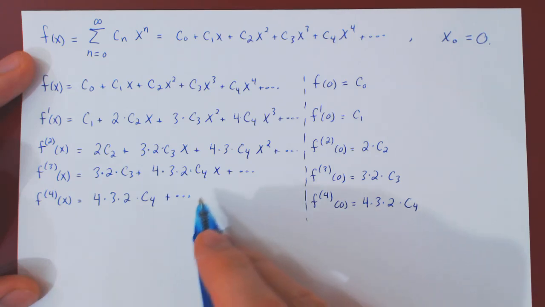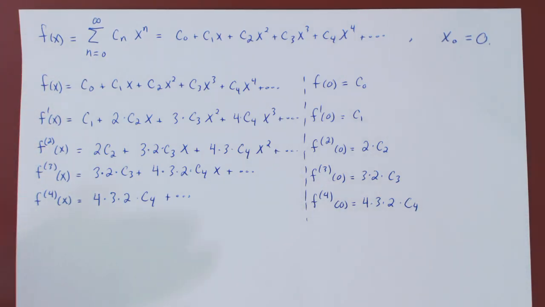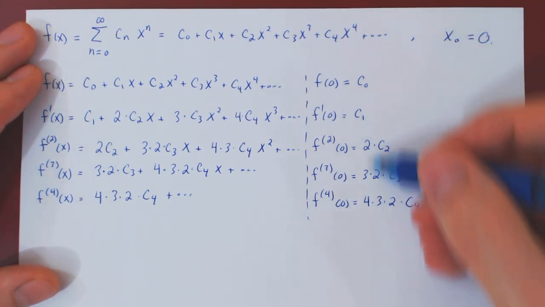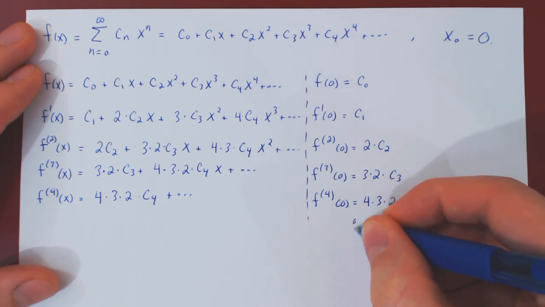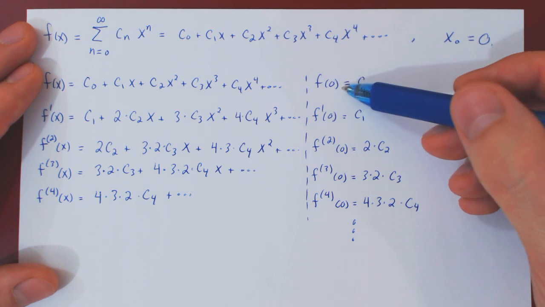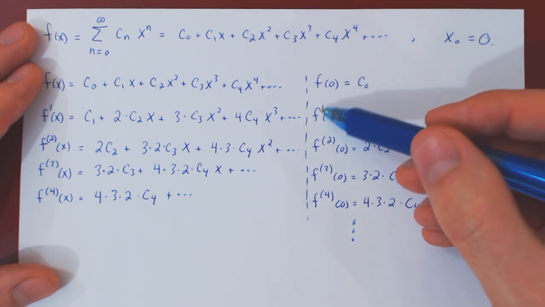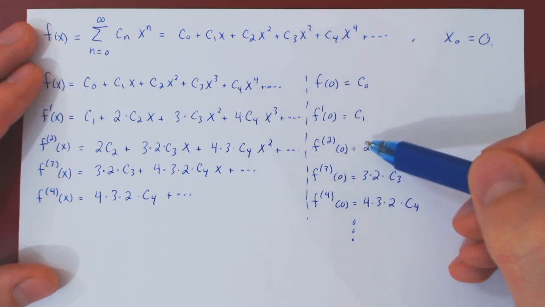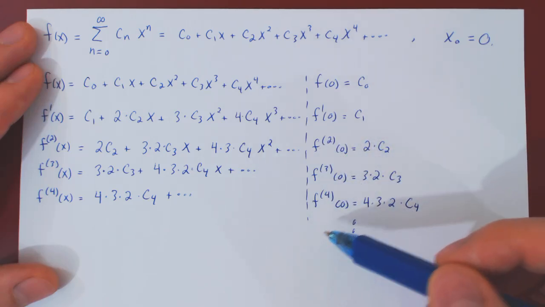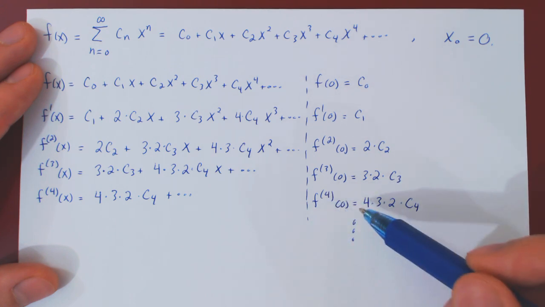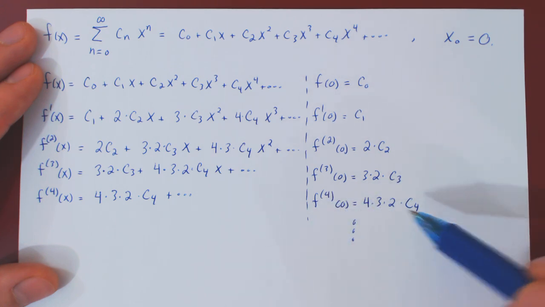As all other terms would be multiples of x, x squared, and so forth, but once you replace x by 0, all those terms vanish. And now let's try to find a pattern. So we have the function at 0 gives us c0. The derivative at 0 gives us c1. The second derivative gives us 2c2. The third derivative gives us 3 times 2 times c3. The fourth derivative at 0 gives us 4 times 3 times 2, c4.